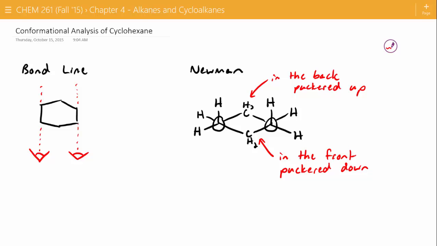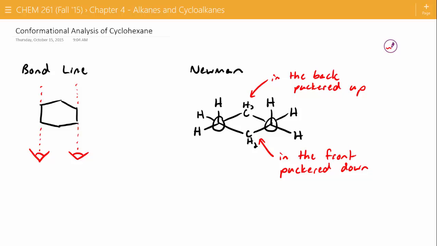We can't get it to lay perfectly flat without going through that eclipsed conformation, which we said is really energetically unstable. And so it really prefers to form that staggered conformation where you've got one side puckered up and the other side puckered down. That staggered conformation is much more stable than the eclipsed conformation. The reality is most people don't like drawing the Newman structure for chairs. It gets complicated pretty quickly, right?